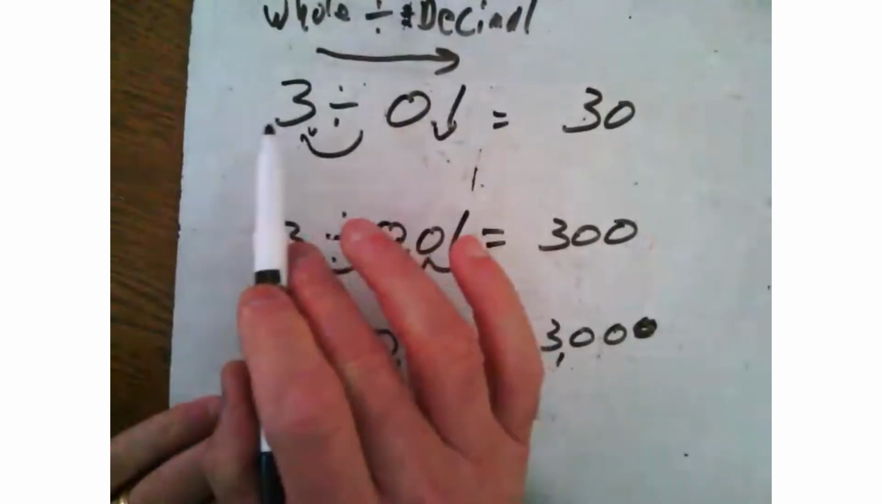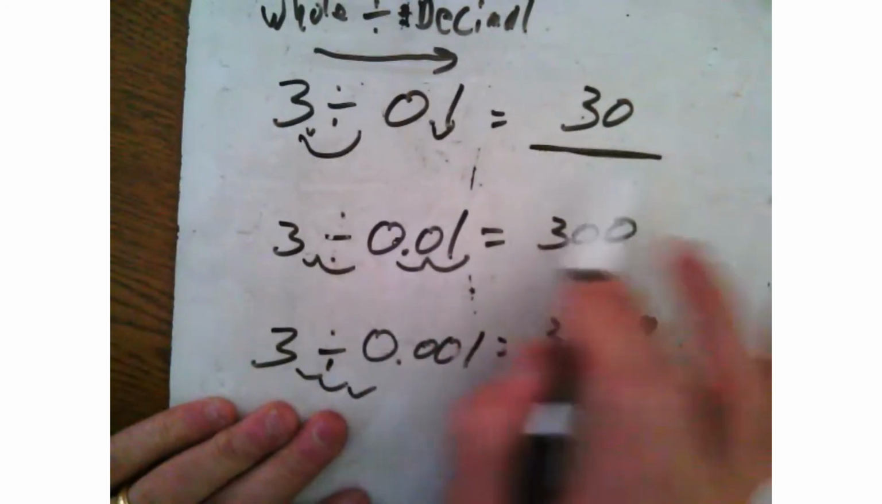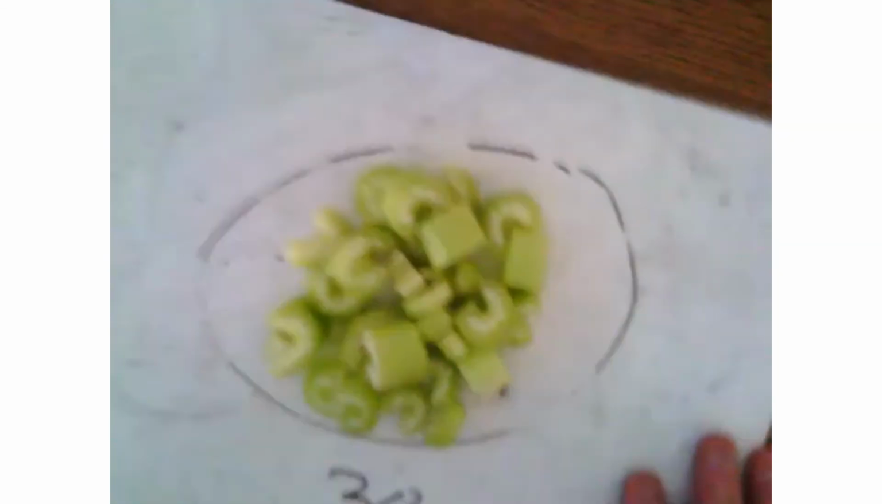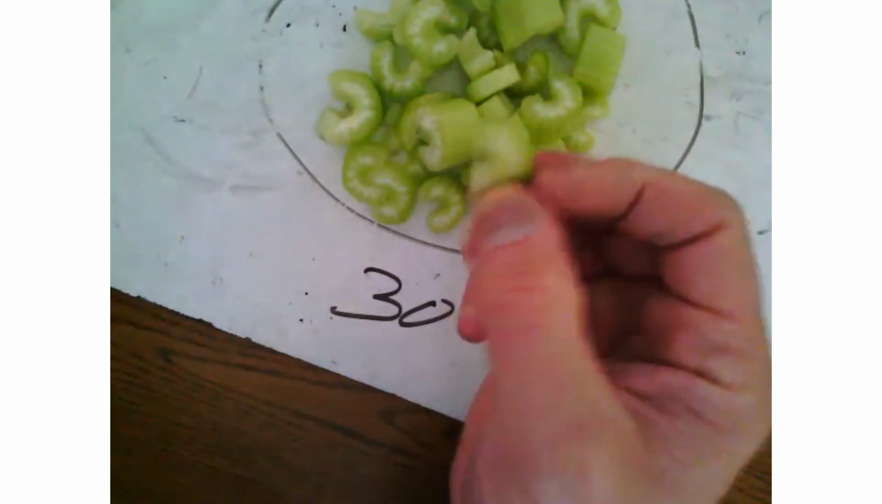See, when you divided a whole number by a decimal, it became 30 pieces. Now, it doesn't mean all 30 pieces are this size. It means I still have the same amount of celery. There was 3 pieces to start with. Now there's 30 pieces, but they're 30 little tiny pieces.